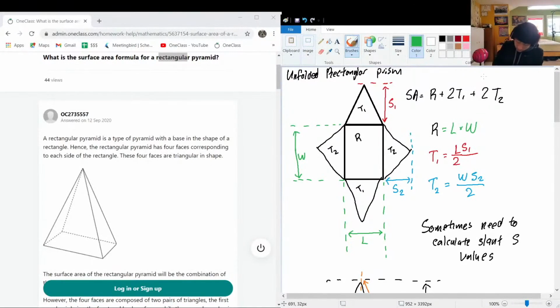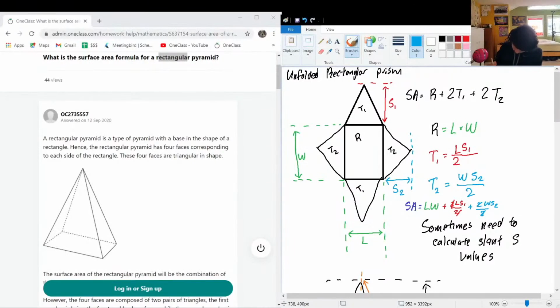Actually, we can even simplify this equation down even more. Let's do that in purple. So surface area is equal to R, which is L times W, let's actually do them in their respective colors. So we got green for R, LW, that means L times W, plus 2LS1 over 2. Those 2's cancel each other out. And then plus blue, which is going to be 2 over 2. So those 2's cancel out. And we have WS2.